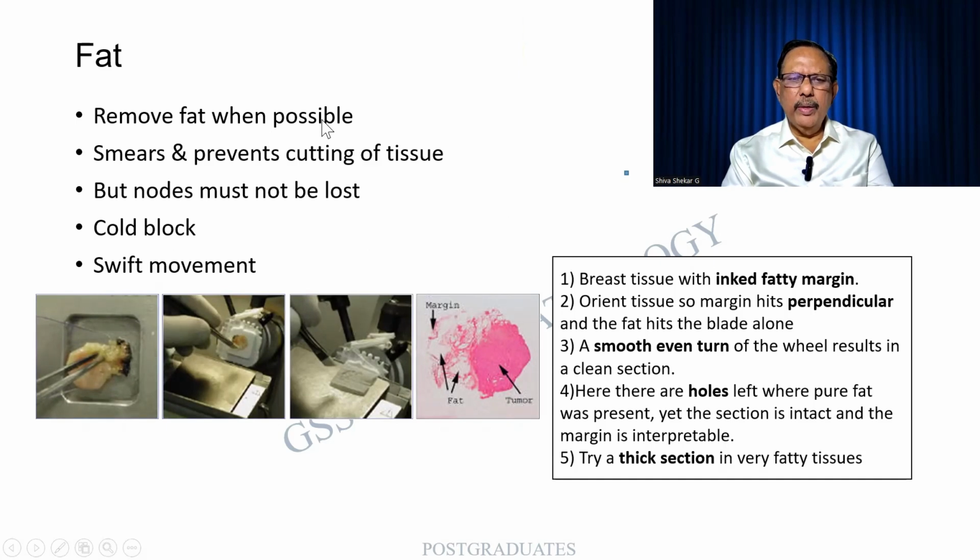Fat, it must be removed. In the sense, it has to be trimmed as much as possible, but at the same time, we should be careful. Supposing it is an axillary breast tissue, it can have an enclosed lymph node that should be there. And it has to be a cold blade, the movement has to be swift. See, in this case, there has been a fat in which there has been a tumor also. So all fat should not be thrown away.